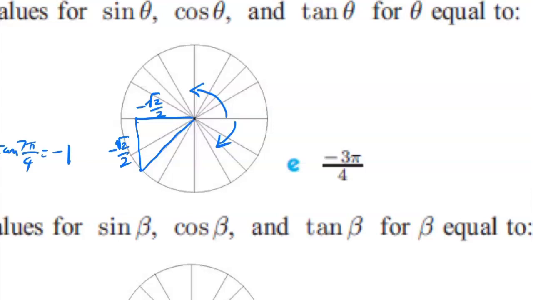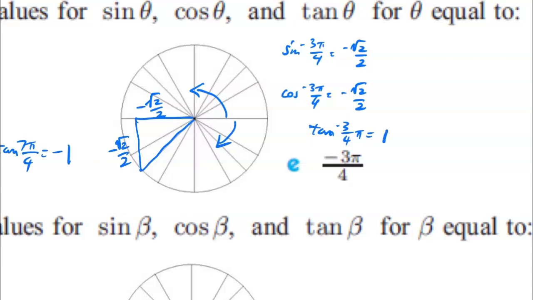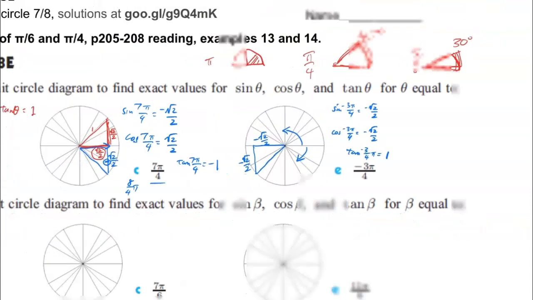Okay, so the sine of negative 3 pi over 4 would be the y-coordinate, which would be negative square root of 2 over 2. The cosine of negative 3 pi over 4 would also be negative square root of 2 over 2. And finally, the tangent of negative 3/4 pi would be the sine value divided by the cosine value. Since they're equal, they're both negative square root of 2 over 2. They would cancel each other out and give you 1. Okay, so there we go.